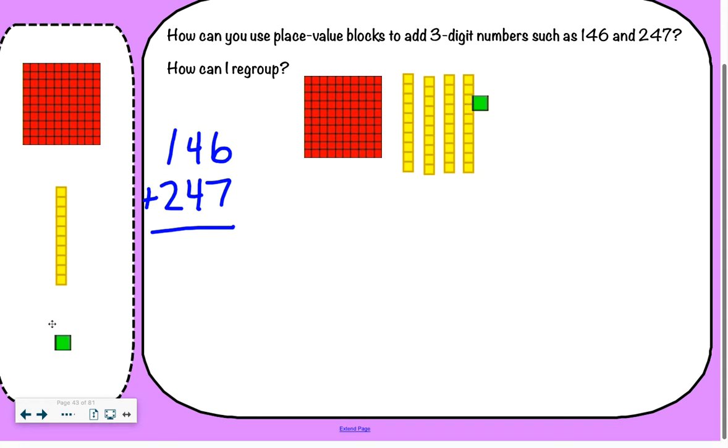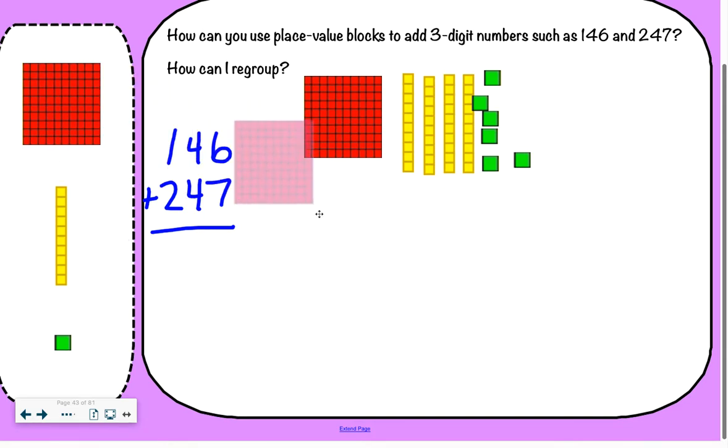And then I have 6 ones, right? So 1, 2, 3, 4, 5, and 6. Oop, where'd that 6 go? That's 6 right here. Okay, and then I'm going to use pictures to represent 247.